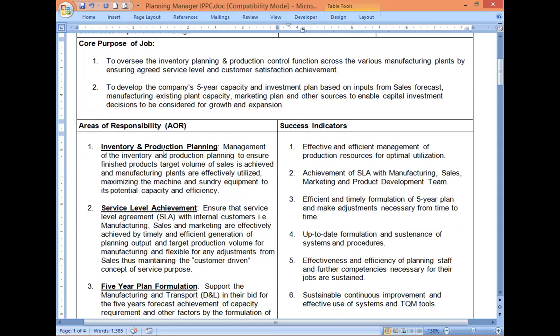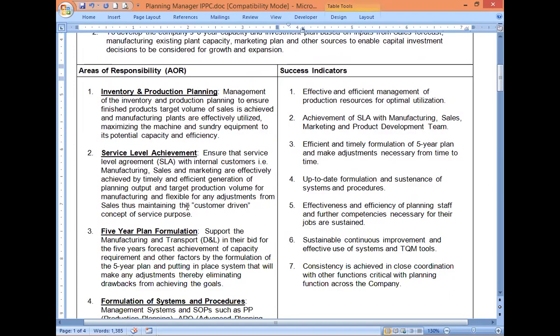So inventory and production planning: management of the inventory and production planning to ensure finished goods target volume of sales is achieved, and manufacturing plants are effectively utilized, maximizing the machine and sundry equipment to its potential capacity and efficiency. Okay, I think that's okay. We have no changes.